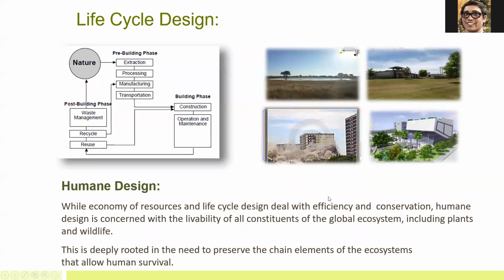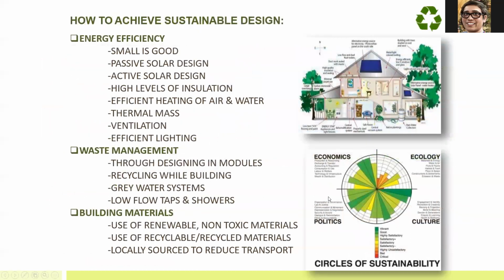Okay. So how do we achieve sustainable design? As I said earlier: energy efficiency, small is good, passive design, active solar design, high levels of insulation, efficient heating of air and water, thermal mass, ventilation, and efficient lighting. That is all for energy efficiency. Another one is waste management through design in modules, recycling while building, gray water systems, low flow taps and showers. These are waste management.